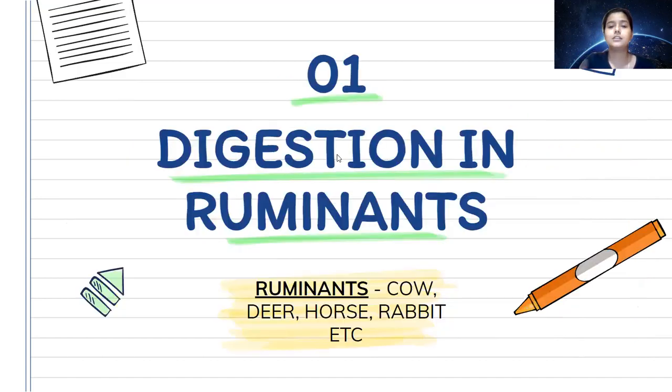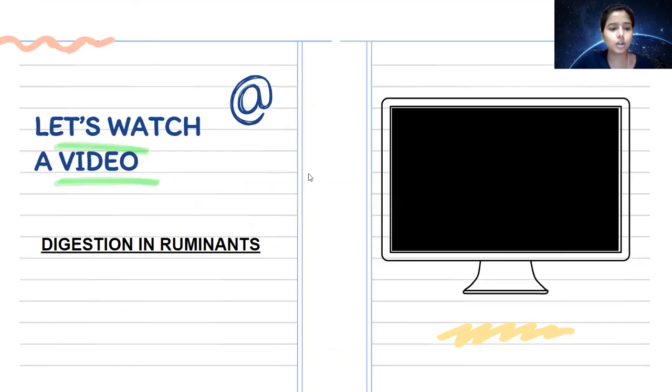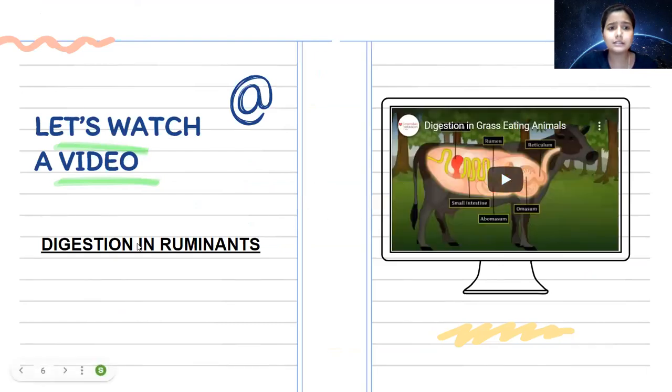Let's get started. The first topic for today's class is digestion in ruminants. Like I said, ruminants are special animals who eat grass, for example cow, deer, horse, rabbit, and so many other animals, right? They eat grass, and that's why we call them ruminants, because they have a special system, a special organ in their body to digest that grass. All right. So let's first watch one video here to understand the digestion in ruminants in detail.